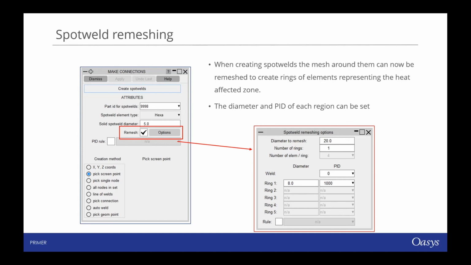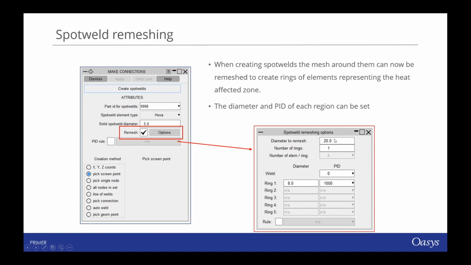So when we're spot welding in this panel, it's the remesh option underneath the Create Spot Welds panel, which will then bring up another menu where you can choose the diameter you wish to remesh. So you define your spot weld diameter, and this is the diameter about that to remesh. The number of rings about your spot weld, and dependent upon the type of spot weld you'll use, the number of elements and rings will be automatically processed.